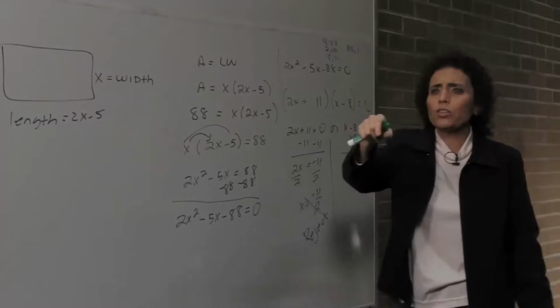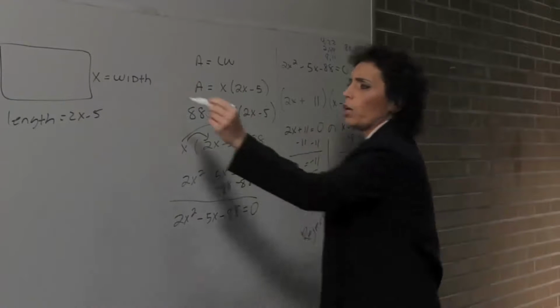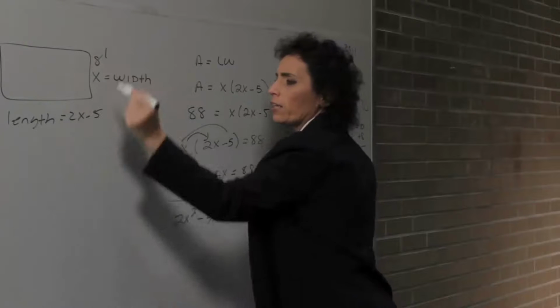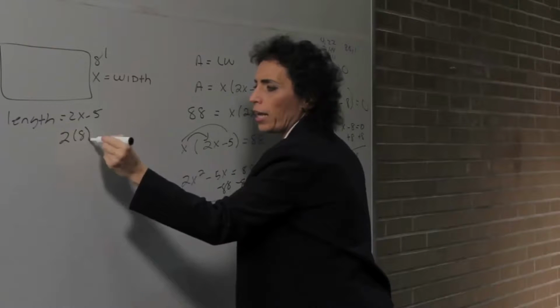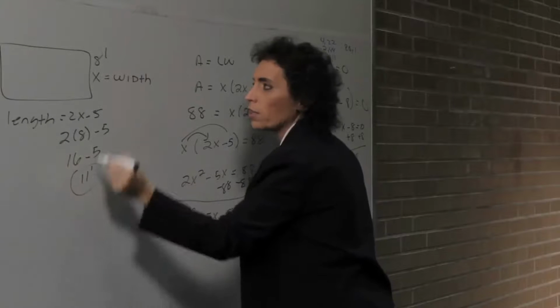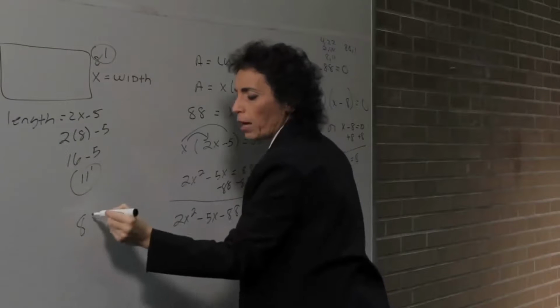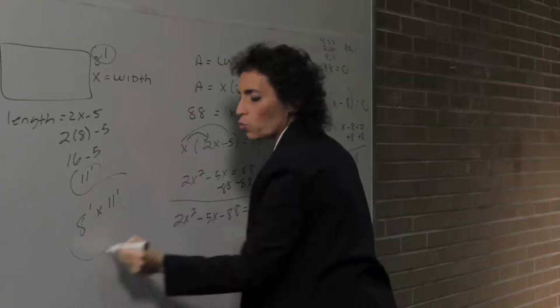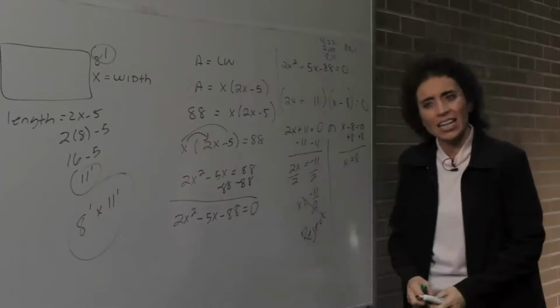I'm looking for the units here. It was feet. So the width is 8 feet. And the length is 2 times 8 minus 5, or 16 minus 5, 11 feet. So this is an 8 feet by 11 foot rectangle. And you are done. That was cool.